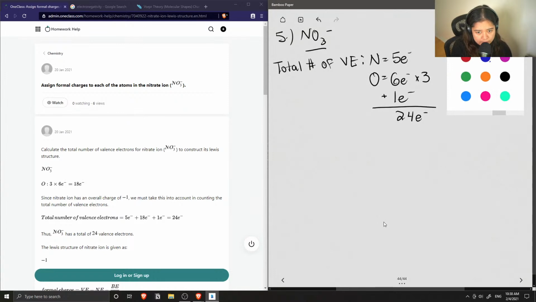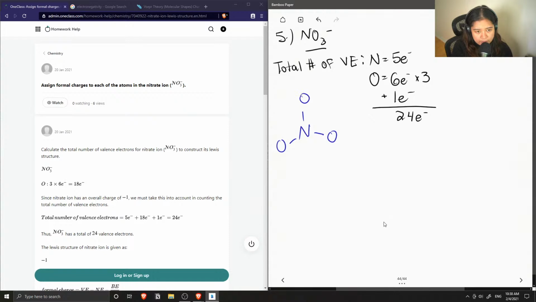So now let's draw a skeletal structure where we have our nitrogen with a single bond to all of our oxygens. If we were to draw in all of the lone pairs, then our 24 electrons would be fulfilled. However, nitrogen doesn't have a full octet. So we need to make one of these have a double bond, like so.